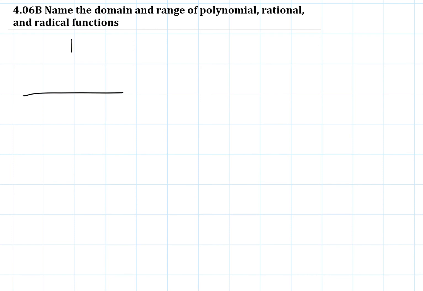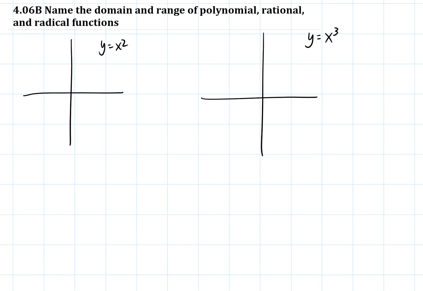Our most basic polynomial functions are y equals x squared and y equals x cubed. And we know that x squared is a parabola with a vertex at the origin. These arrows here imply that the function is moving both left and up, and both right and up. Because it's moving forever left and forever right, that's why we say its domain is negative infinity to infinity.